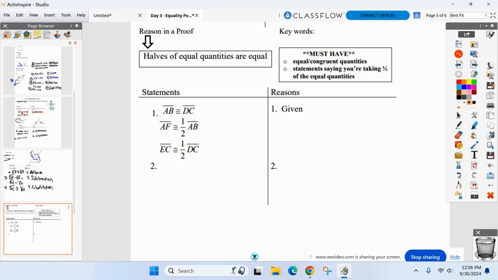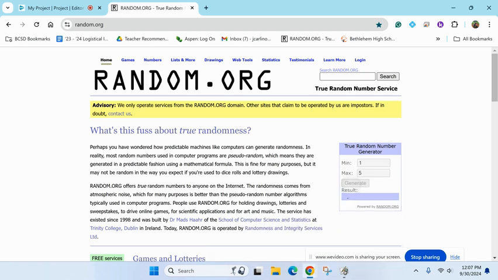What am I taking half of in the first one? AB. I'm taking half of AB, and I'm going to call that segment AF. And then I'm going to take half of DC and call it EC. Give me a true statement based on those three and what we just talked about. And I'm going to go to... Jude, here we go.